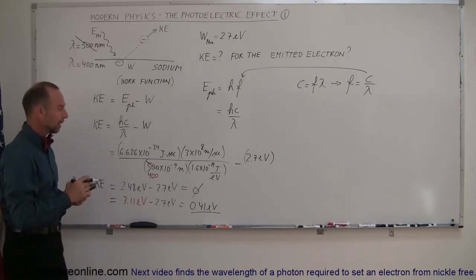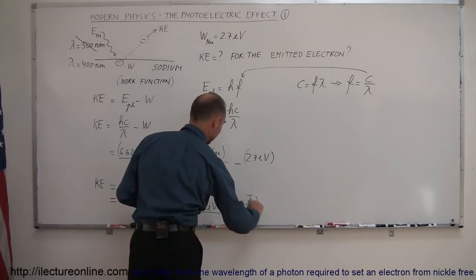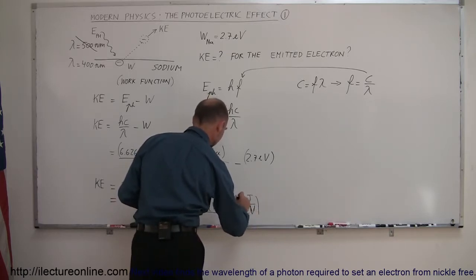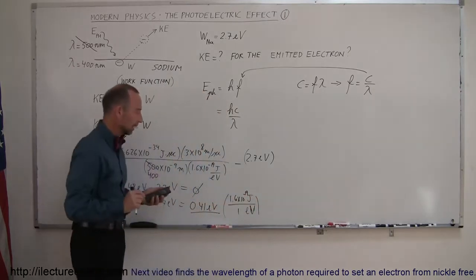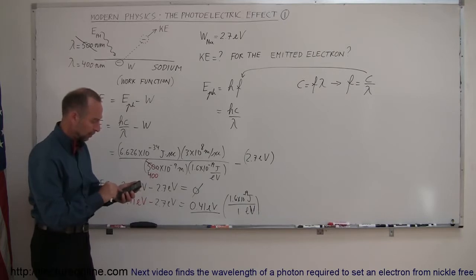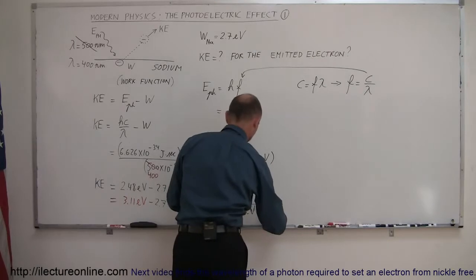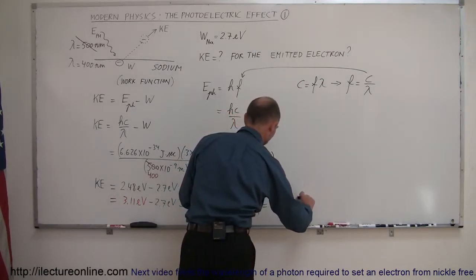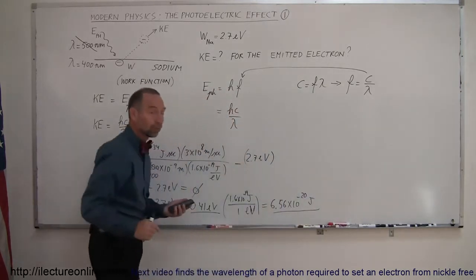Now, of course, let's convert that back to joules. The conversion to joules: we have electron volts, and 1 electron volt is 1.6 times 10 to the minus 19 joules. So times 1.6 times 10 to the minus 19 equals 6.56 times 10 to the minus 20 joules. So we can either express it in terms of electron volts or in terms of joules.